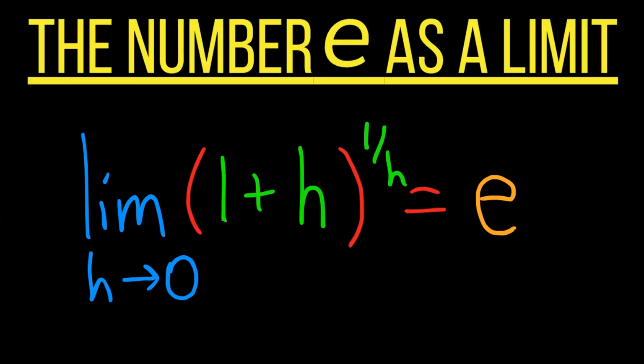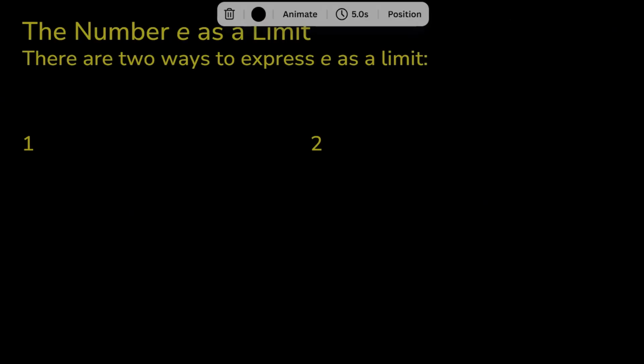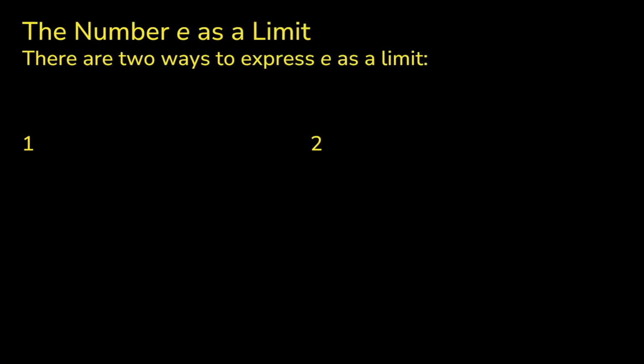All right, in this video, we want to talk about the number e as a limit. Previously, we stated that e had the property that the natural log of e was equal to 1. And now we're going to give two equivalent ways of writing e as a limit, and both are going to be incorporated later in the course.